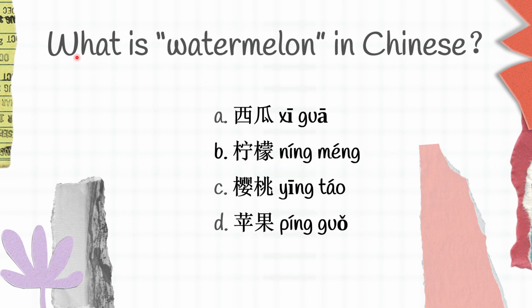The next question is, what is watermelon in Chinese? We have A, 西瓜, B, 柠檬, C, 樱桃, D, 苹果. So which one of them is correct, guys? So, 西瓜 is watermelon, 柠檬 is lemon, 樱桃 is cherry, 苹果 is apple. So the correct answer for this question should be A, 西瓜. Watermelon in Chinese is 西瓜.